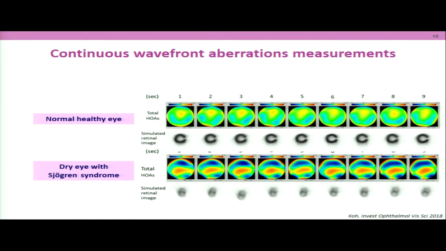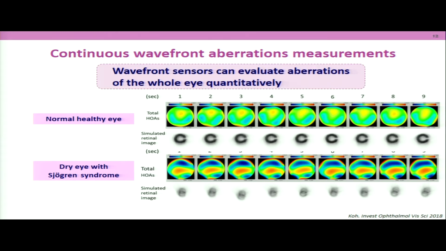retinal images are almost stable. But if you look at the dry eye, you can see many red and blue colors from the beginning, right after the blink, and the simulated retinal images are very blurred. So you can see that dry eye has a decreased retinal image. Wavefront sensors can evaluate aberration of the whole eye quantitatively.